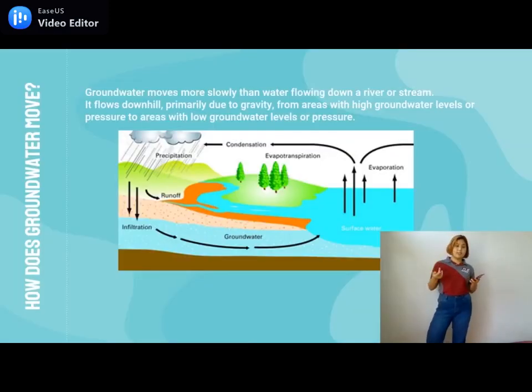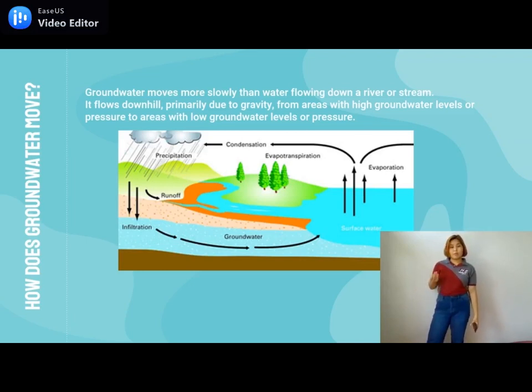So how does groundwater move? Groundwater moves more slowly than water flowing down a river or stream. It moves mainly under gravity from areas of high groundwater level or pressure to areas of low groundwater level or pressure. In other words, it flows downhill. It is also possible for groundwater to move horizontally across an aquitard and even upwards when it is under very high pressure, known as artesian pressure.